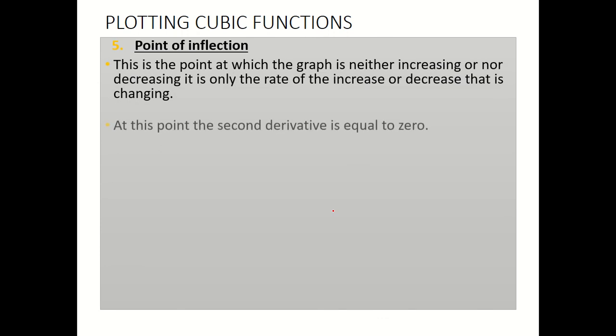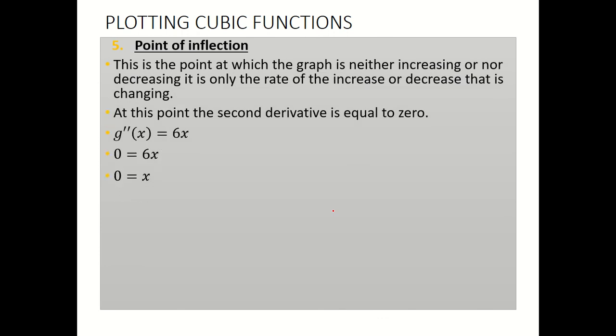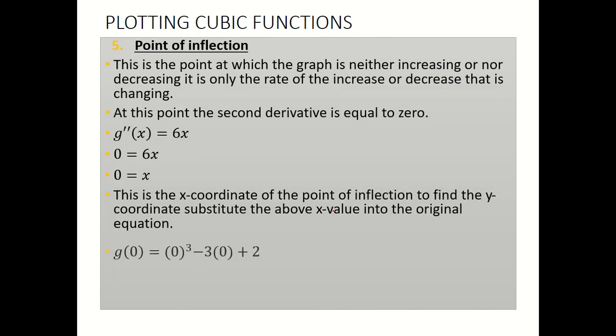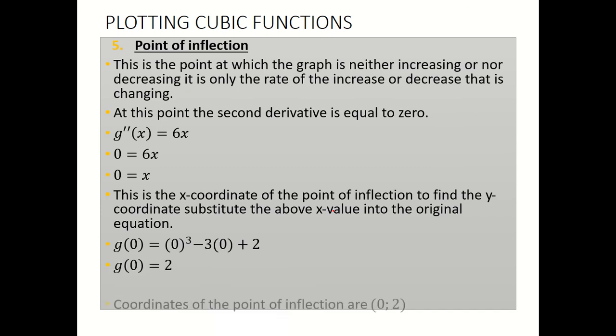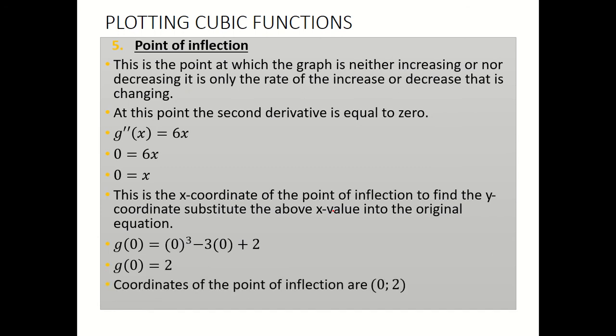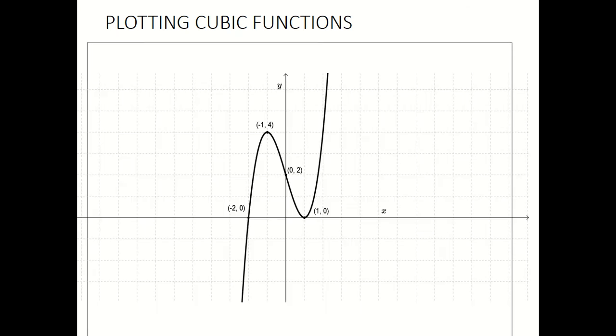Now, point of inflection: take your second derivative, equate it to 0. Take the 0, substitute it into the original equation, and you will get 2. So basically, your point of inflection will be 0 and 2. And this will be your graph.